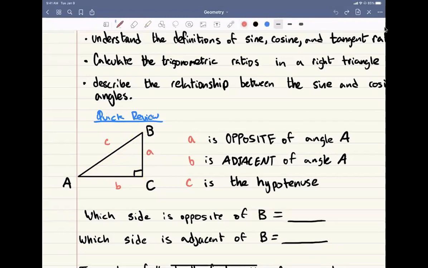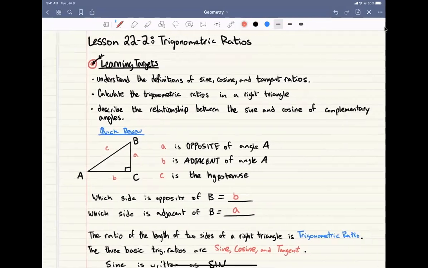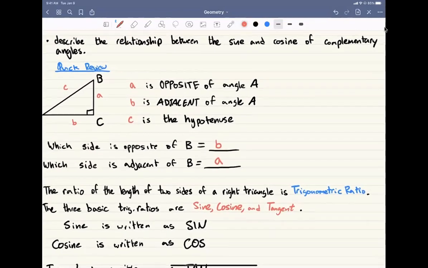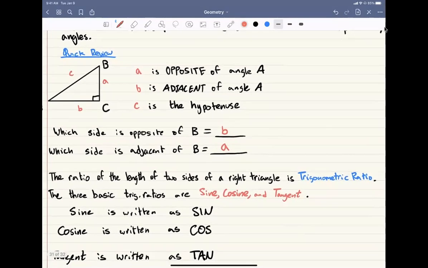So if I were to ask you guys, which side is opposite of B? You start at angle B and you just go straight across. What's on that side? That's going to be little b. C is still the hypotenuse. When it comes to which side is adjacent to B, it's going to be right here, A. So that's what I mean by opposite and adjacent. And that's basically all we're going to need to know in order to go over our trigonometric ratios.